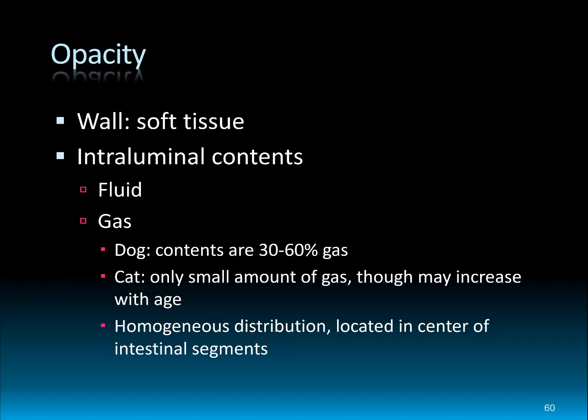The wall is going to be a soft tissue opacity. Intraluminal contents are variable, generally mostly fluid and gas. We don't like to see other heterogeneous stuff in the small intestine most of the time. In a dog, usually the contents are about 50-50 gas and fluid. In a cat, usually we see mostly fluid and not so much gas.